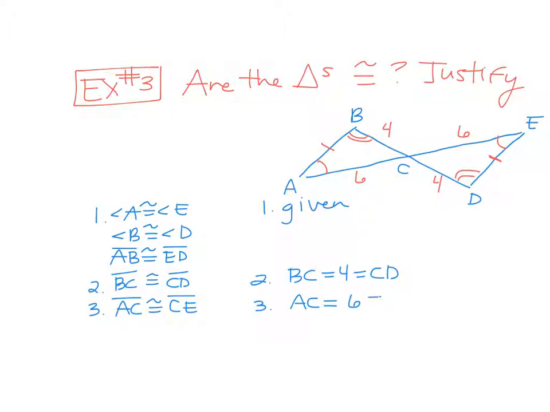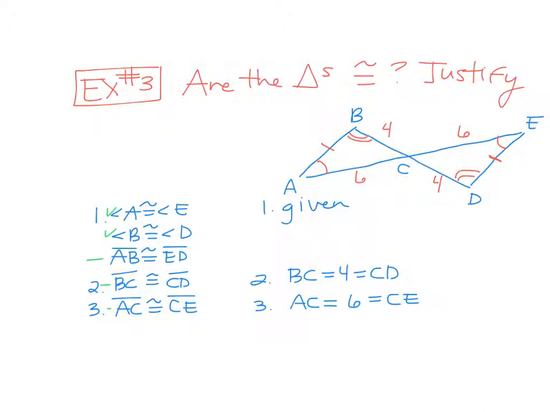AC is 6, CE is 6. So because they have the same length, they are congruent segments, okay? So now look at our checklist here. We said all three angles and all three sides have to be congruent for the triangles to be congruent. So we have 1, 2, 3, okay? Our sides are marked off. We have 1, 2 pairs of angles. What's our missing angle pair?